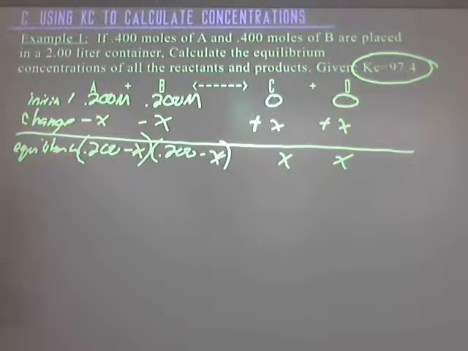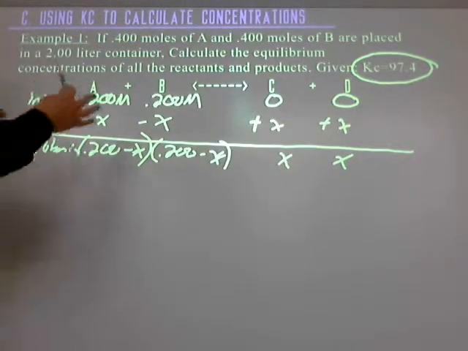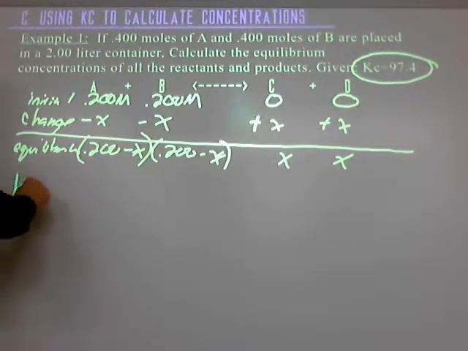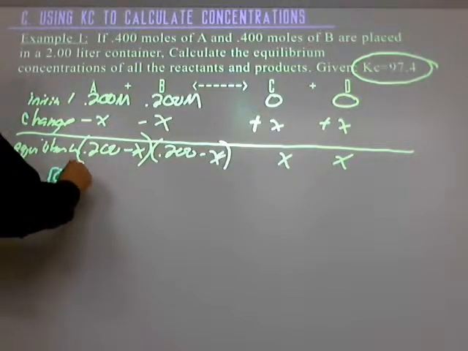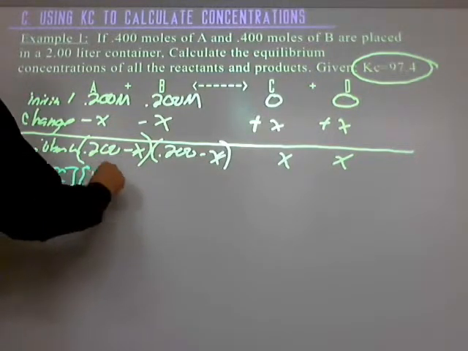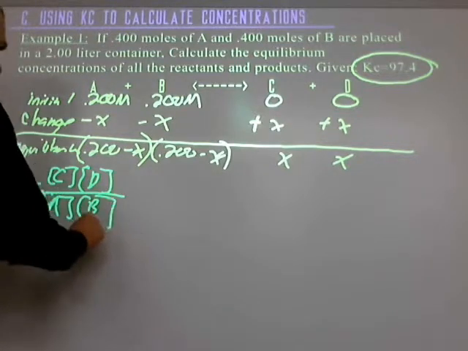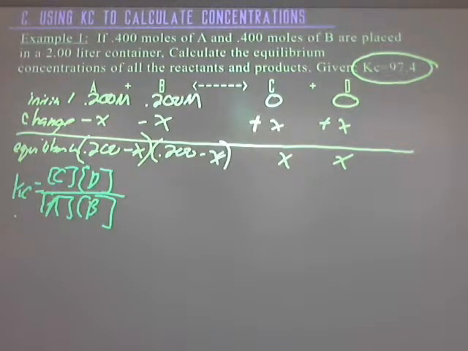Matter of fact, I'm going to use some different colors trying to keep it straight. But we are going to end up in the next one especially having a lot on here. All right, Kc is going to equal products raised to the coefficients. So C raised to the first power, D raised to the first power over A, B, which is basically the equilibrium expression which we've seen before.